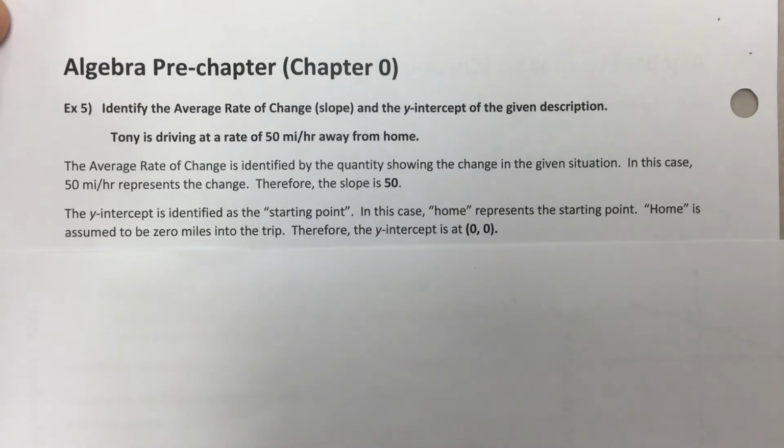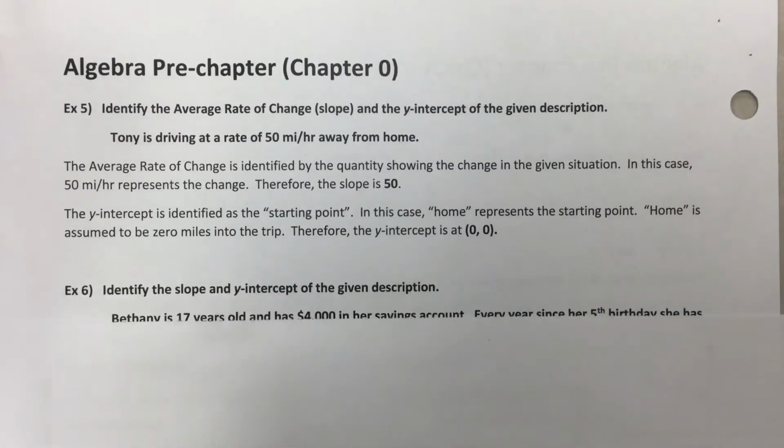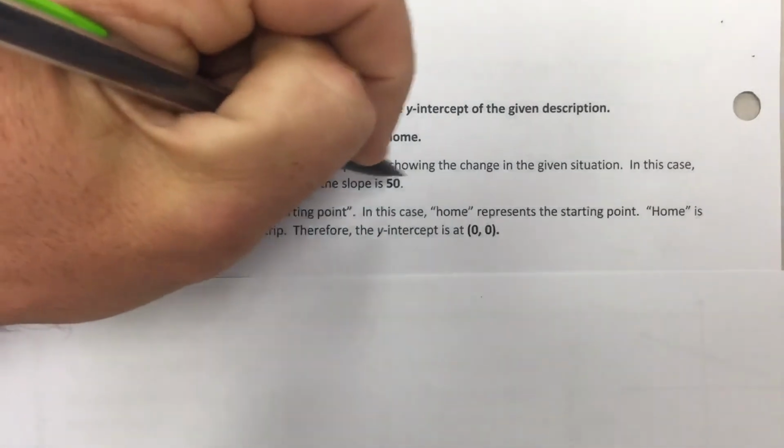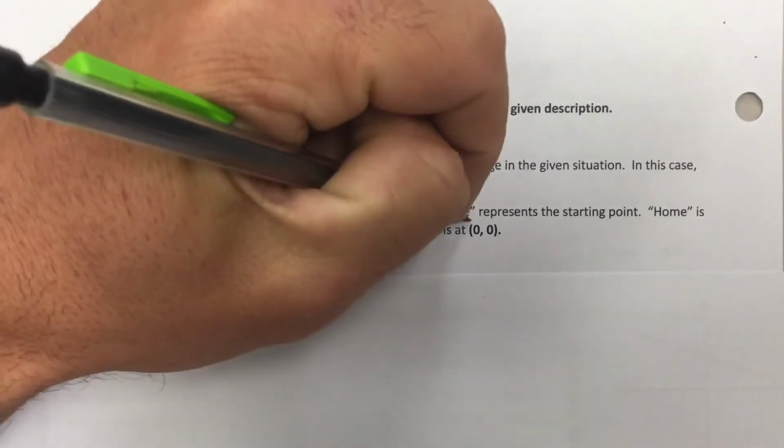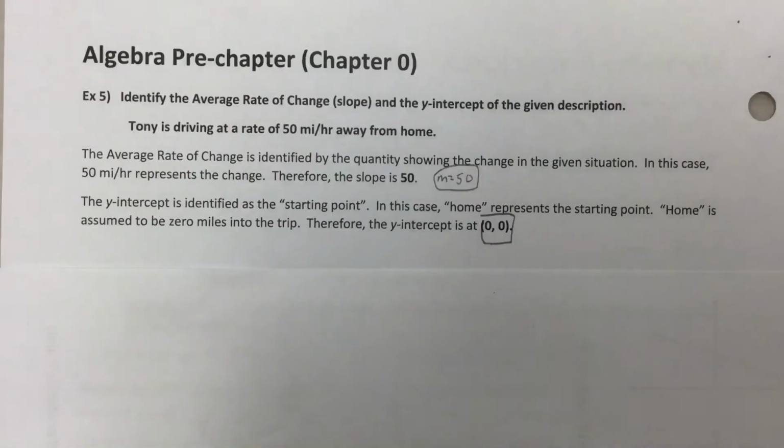Our y-intercept is always our starting point, if you remember that. It's where we start when we graph. The y-intercept by definition is where it crosses the y-axis. In this case, home represents the starting point. Is assumed to be 0 miles into the trip. So therefore the y-intercept is 0, 0. So our slope, we can just say m equals 50. And notice how we label that as an ordered pair. It's always 0, comma, whatever, because it's not going to go left or right if it's on the y-axis.